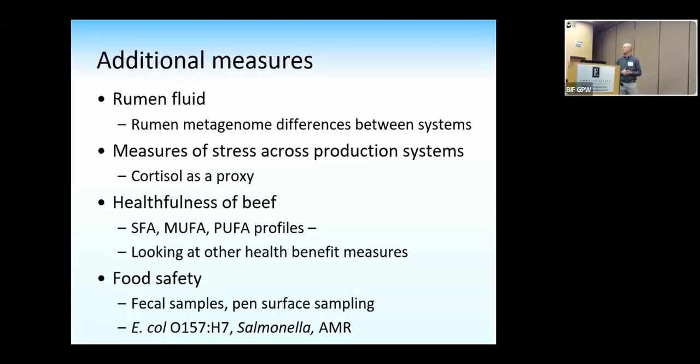Just some additional measures. We were looking at rumen fluid. This is still being analyzed too, to see about rumen metagenome differences from going on different rations. These siblings that started together, did they diverge when they went into some of these other rations, these other backgrounding regimes, and then come back together? Several other things I mentioned, health, and food safety protocols were in this a little bit.